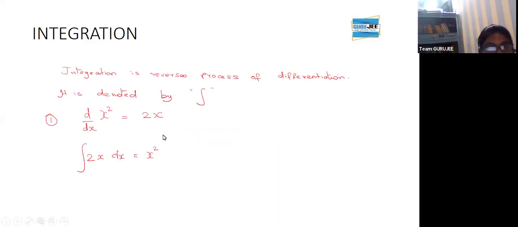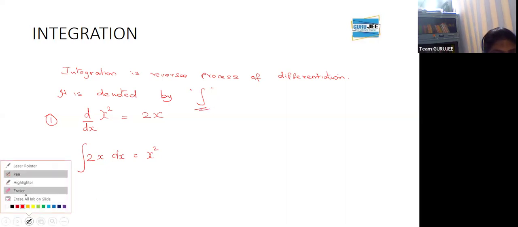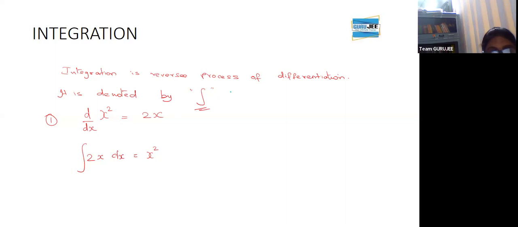So what does integration mean? You would have studied differentiation in the previous sections, right? So this integration is the reverse process of differentiation. It is denoted by this symbol, long S, an S-like symbol, extended X.